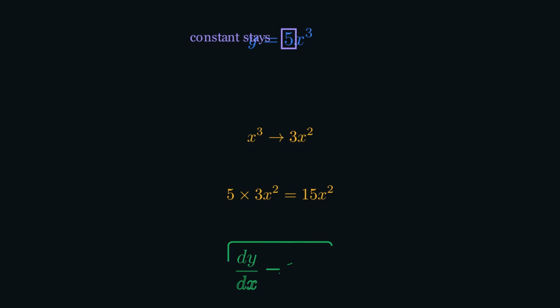What about constants? If y equals 5x cubed, the constant stays and comes along for the ride. Apply the power rule to x cubed to get 3x squared. Multiply by 5 to get 15x squared. The answer is dy dx equals 15x squared.